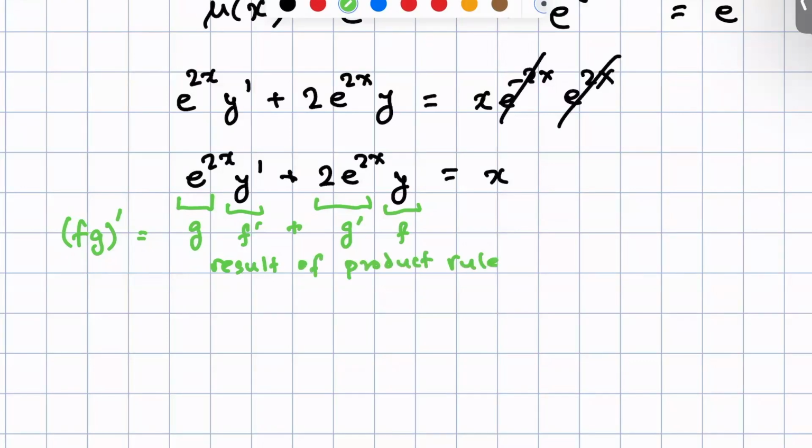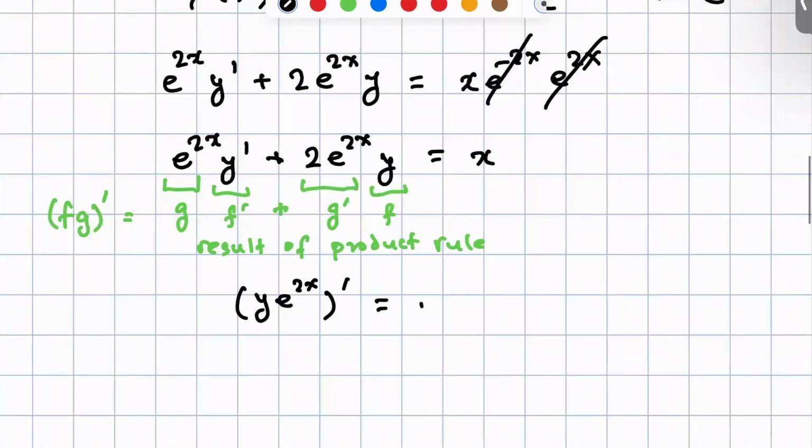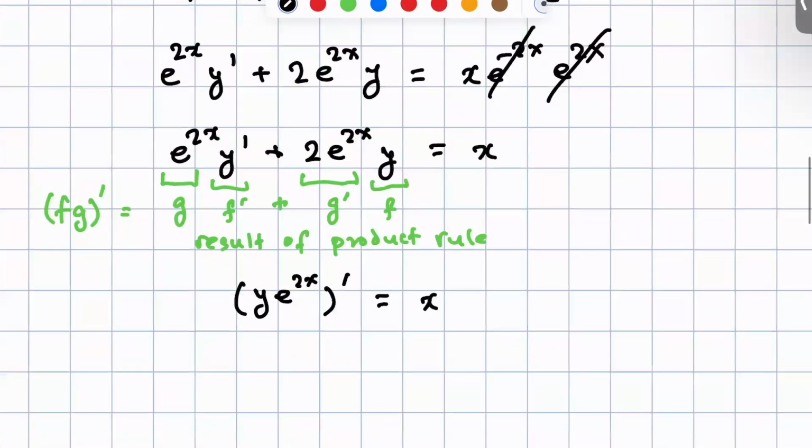So what we're going to do is go backwards, and instead of writing this guy right here, we're going to write it like this. So this guy is f times g. Well, what is f? f is y, and g is e to the 2x. So this is actually the derivative of y e to the 2x. And I can write it like this. So what I've done is I've taken this object right here, which contains a y prime and a y. So I have two instances of y, and I've reduced it down to one instance of y by using a reverse product rule. So essentially, we're doing a reverse product rule.